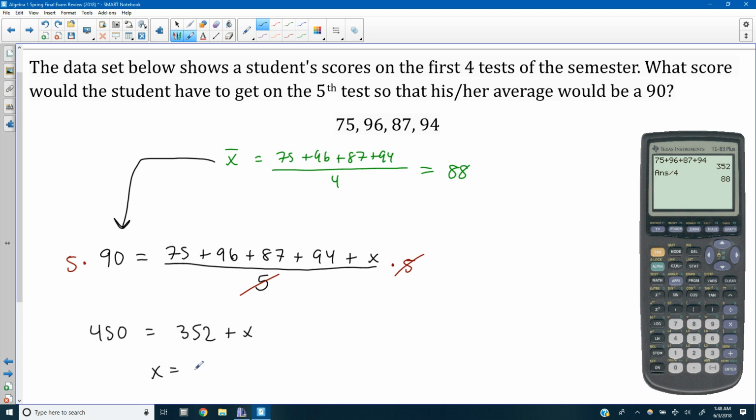It looks like X. Looks like you're still going to have to get a high score. It looks like a 98. You have to get a 98 in order to solve this thing. So on the 5th test, 98% for him or her to get a 90. So yeah, you got to do really well. I mean, it's going to be really tough to do.